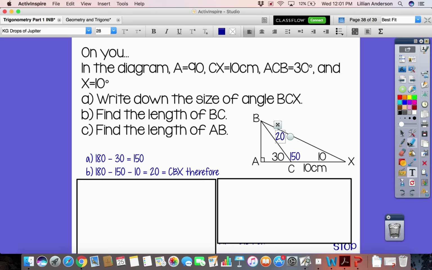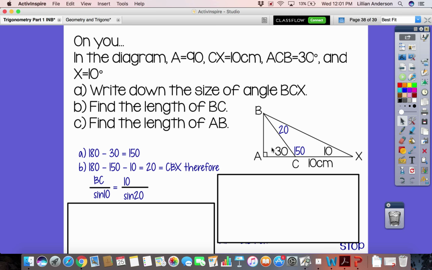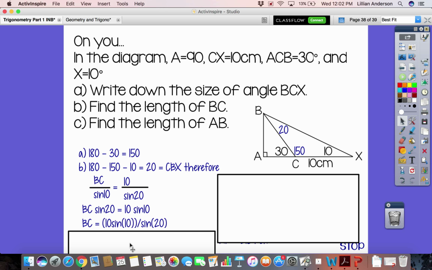And so now that we have that, we can use the sine rule to say that BC, aka side X, divided by sine of 10 equals 10 divided by the sine of 20. Then we can cross multiply, divide both sides by the sine of 20, and type that into our calculator to get our answer for BC, which you should have gotten as 5.08 centimeters once you round to three significant figures.